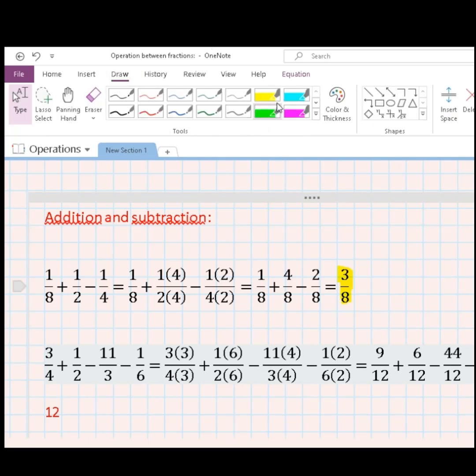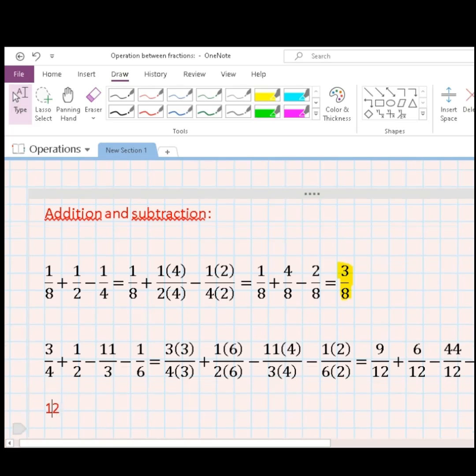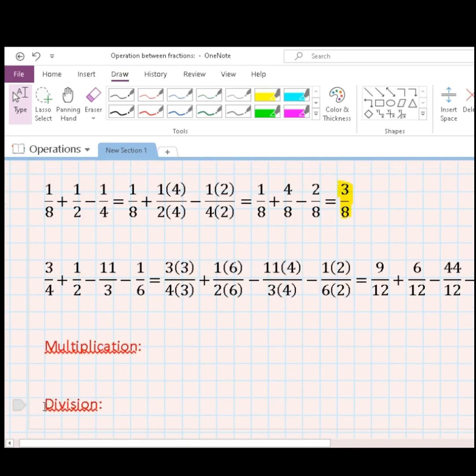And then here we have it. We are going to choose green. And here we have our answer. Okay, excellent. This is for addition and subtraction. It's the same. Now we are going to practice with multiplication.